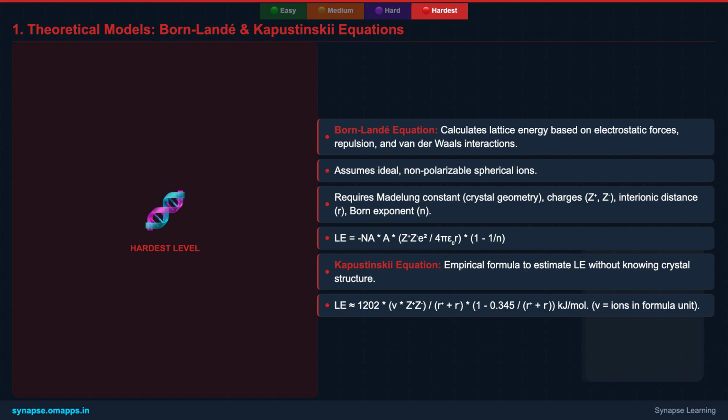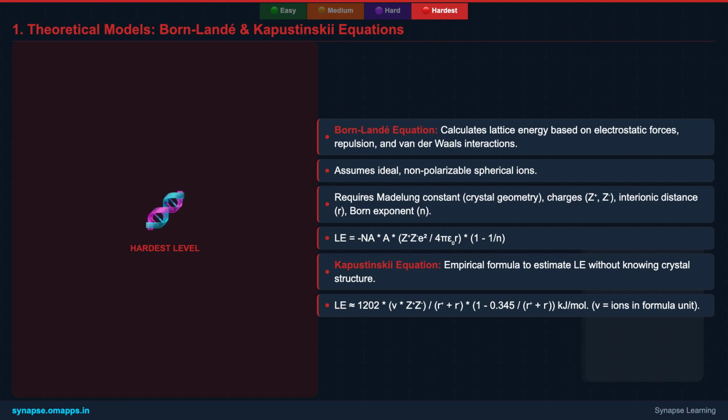The ideal ionic model, epitomized by the Born-Landé equation, calculates lattice energy based on purely electrostatic interactions, treating ions as perfect, non-polarizable spheres. It incorporates the Madelung constant, which accounts for the crystal's specific geometry.